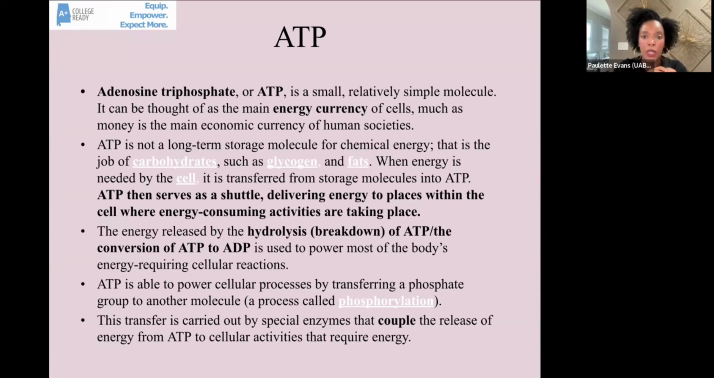ATP is able to power cellular processes by transferring a phosphate group to another molecule, a process called phosphorylation. This transfer is carried out by special enzymes that couple the release of energy from ATP to cellular activities that require energy. All right. So let's take a look at energy coupling.